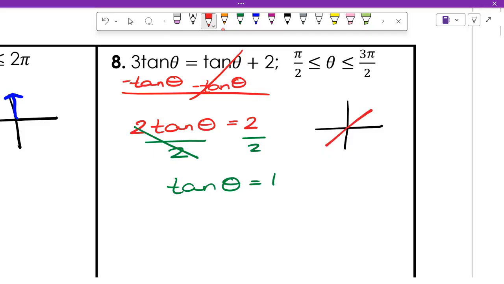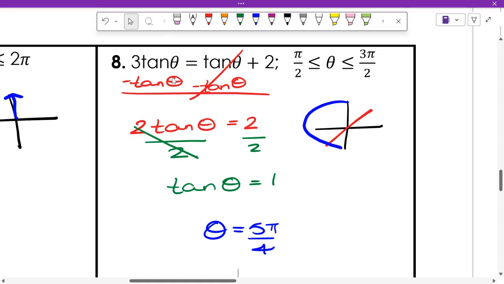Okay. So what we've got right here is where tangent would equal 1 would be at pi over 4, or what you guys would know as 45 degrees. However, if I pay attention to my restrictions that it gives me, it says between pi over 2 and 3 pi over 2. Well, that's going to be this left side, quadrant 2 and quadrant 3. So my only answer here is going to be over here in quadrant 3 at 5 pi over 4. That is where tangent is going to be positive 1.